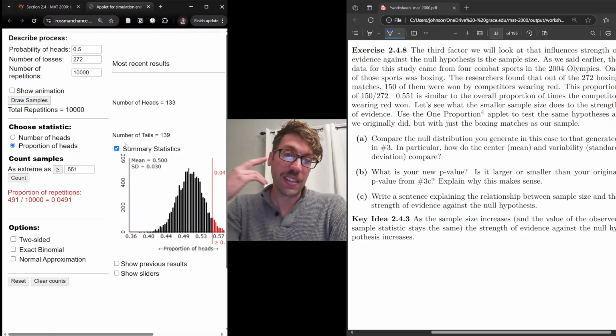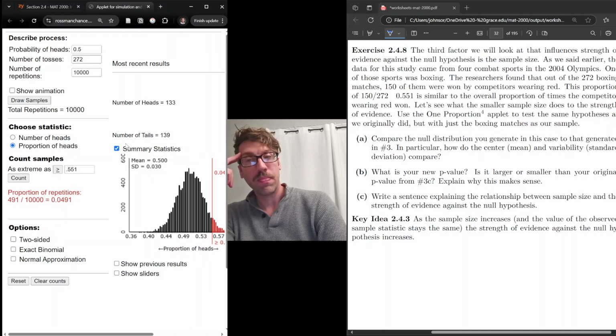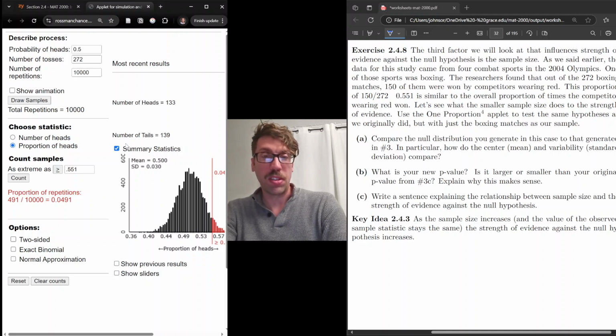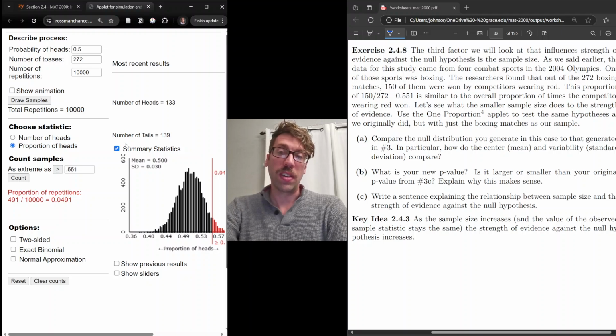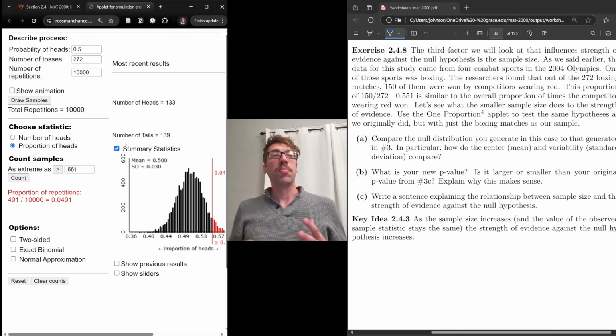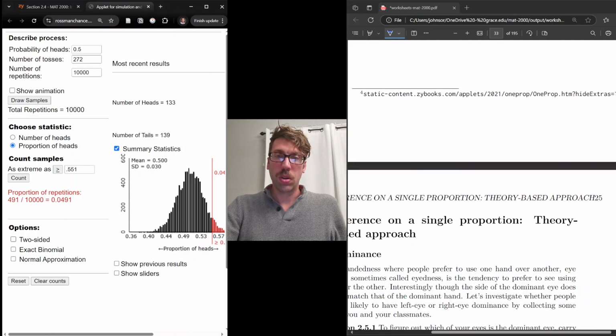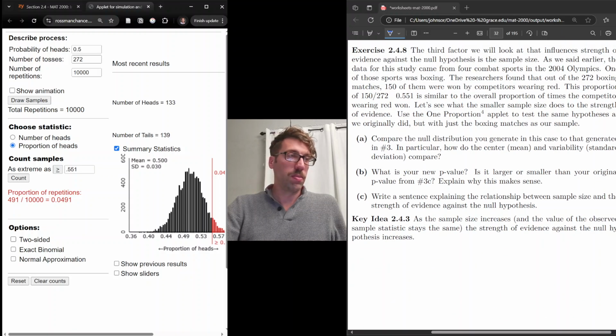So the key idea is, as the sample size increases and the value of the observed sample statistic stays the same, the strength of evidence against the null hypothesis increases. So this is getting at that common sense idea: the bigger your sample size, the better. But there's a numerical quality to this. Not only can we say it gets better, but we can hopefully say even more. Okay. All right, that completes section 2.4. And so we'll end this video here.